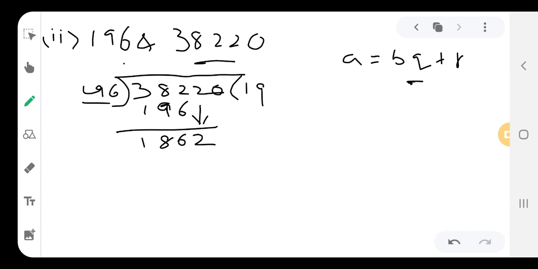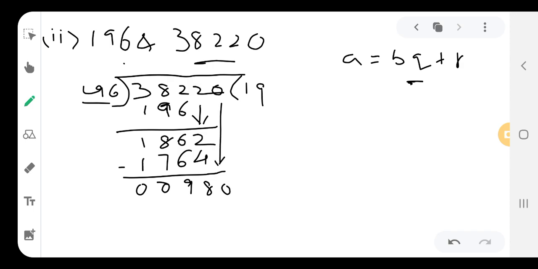Now 9 times it is 1764. Okay, you should go on multiplying, taking the nearest number, and then you know the steps of how we have to divide. So now 98 is remaining, but 0 is here, we can take 0 downwards, so it is 5 times, minus 1980. Okay, so the remainder is 0.